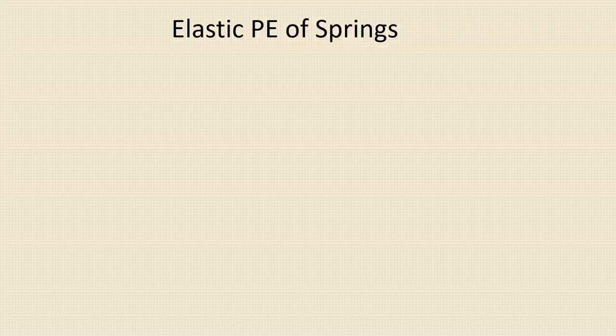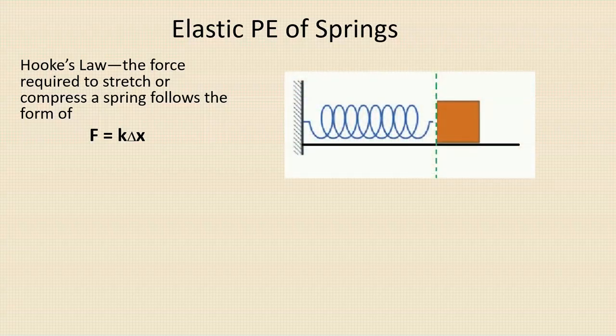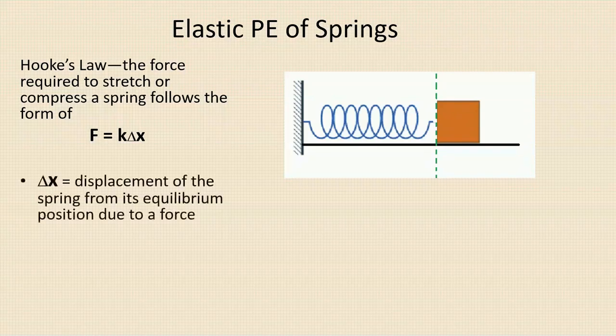So let's look at more details of the elastic potential energy of springs. Hooke's law tells us the force required to stretch or compress a spring follows the form of F equals k, which is a spring constant, times delta x. So let's see, if we just have a spring over here and we have a little block attached to it, the delta x is the displacement of the spring from the equilibrium position. The equilibrium position is this green line here, which just shows where the spring would be normally if nothing was being done to it, nothing being compressed, nothing being stretched. It's just sitting there on the table, for example.